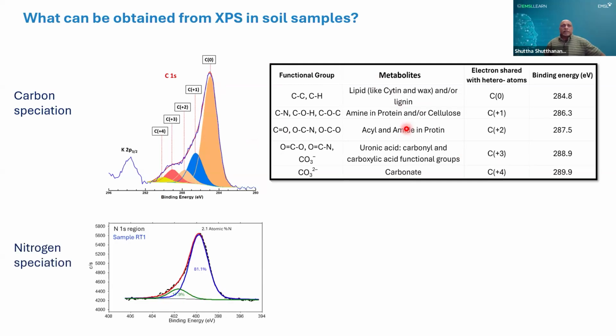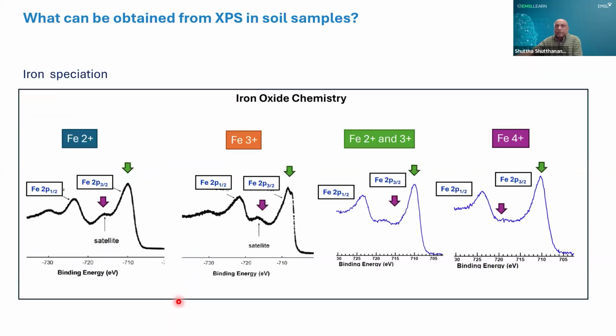We can also do a similar thing for nitrogen. So here's again a nitrogen spectrum from a soil sample. Here we have to fit with 2 peaks. One peak, the main peak, is coming from the amine group, and the green curve is coming from the protonated amine group. So that is the nitrogen part.